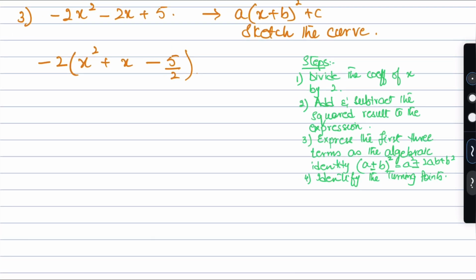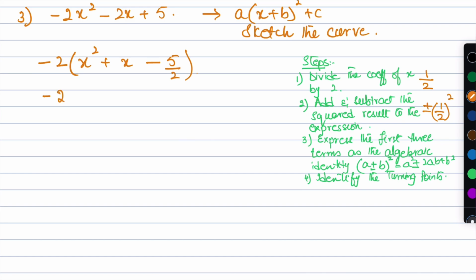Start following the steps for the completing the square method. Divide the coefficient of x by 2. Now in this case, I can see that the coefficient of x is 1, so I should be dividing 1 by 2. Add and subtract the squared result to the expression, meaning I should be adding 1 by 2 the whole squared and also subtracting 1 by 2 the whole squared.